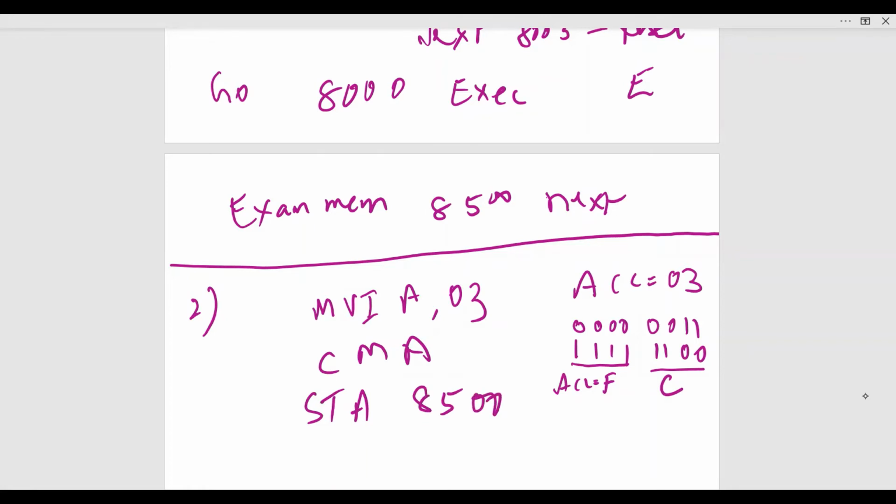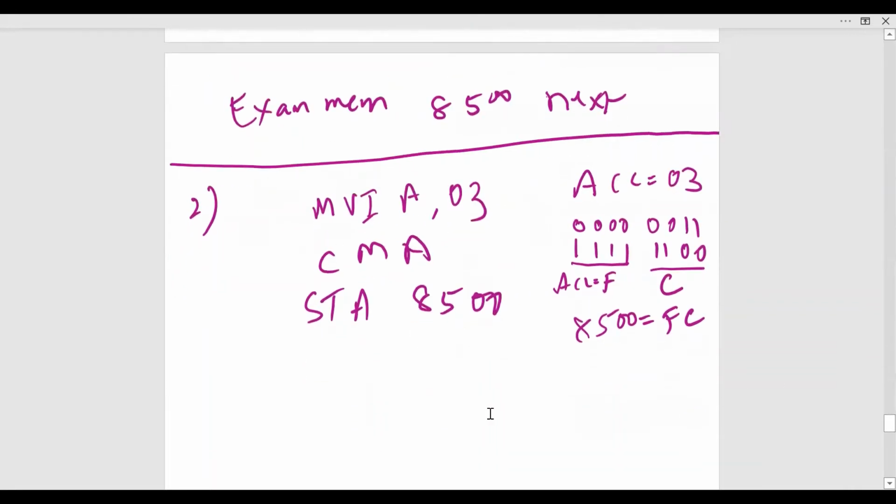So first I have taken 03 in the accumulator, and then I complemented the content of the accumulator by using the instruction CMA. It is a single byte instruction. You can see, and store the contents of accumulator in 8500. So 8500 must contain the answer FC. So this is a 2-byte instruction. This is a single byte instruction. This is a 3-byte instruction.